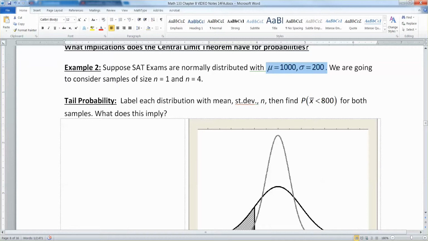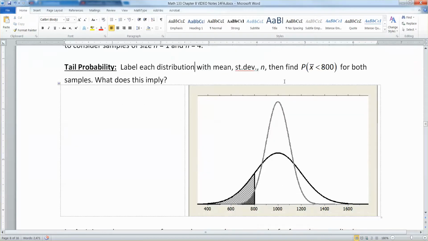But now we're going to consider that for samples of size n equals 1, which would be an individual, and a sample of size n equals 4. So imagine 4 random people taking the test and you take their average, right? It's like the 4 dice get rolled, except these are really big dice. So you have 4 random people taking the test and you look at their x bar. So we're going to find the probability that x bar is less than 800 for both samples.